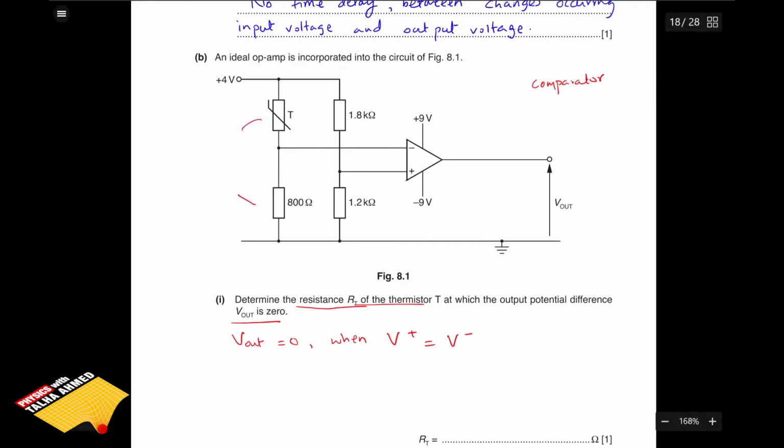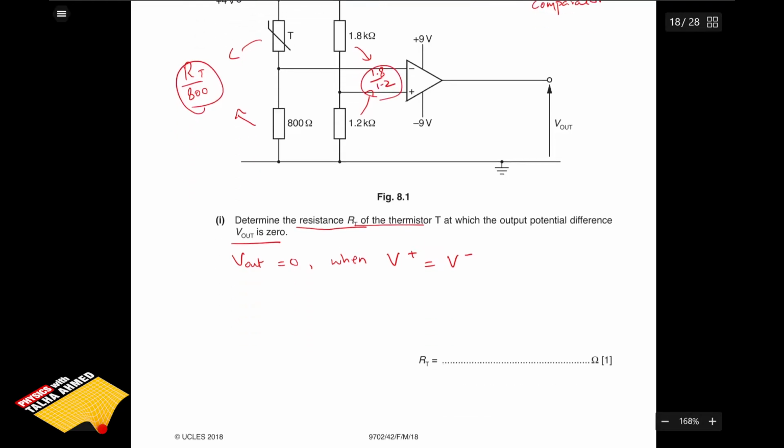Both of these are potential dividers. In one potential divider, we have the thermistor and a fixed resistor of 800 ohms. And in the other potential divider, we have two fixed resistors of 1.8 and 1.2 kilo ohms. Now, when we want the inputs to be exactly the same, that means that we want the ratio of both of these potential dividers to be exactly the same. That way, that 4-volt potential difference between the 0-volt line and the input will be divided in exactly the same way in both potential dividers. So we will get the same input at the inverting and non-inverting input, and that would mean that you can form an equation from where you can find the resistance of the thermistor.